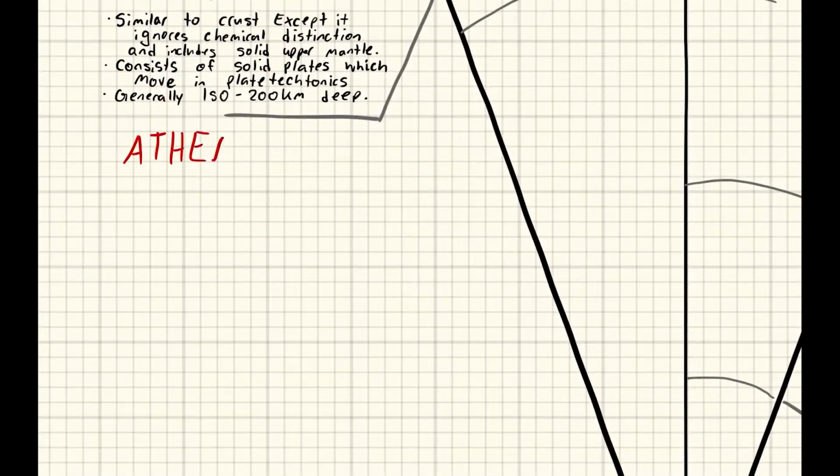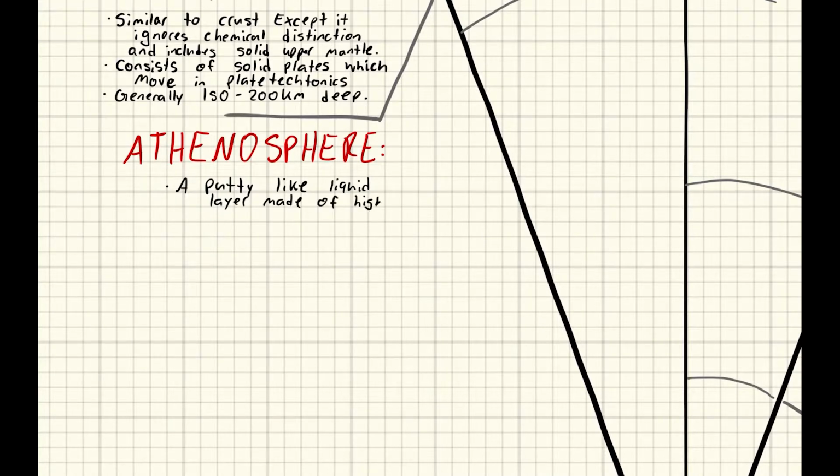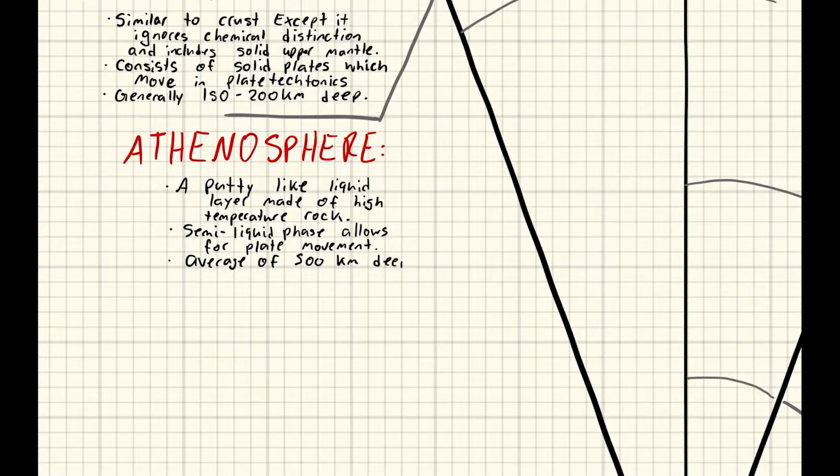The asthenosphere is the next mechanical layer. It has some liquid properties resulting from higher pressures and temperatures, but is not fully a liquid, more like a putty substance. This property of the asthenosphere is what allows the plate tectonics of the lithosphere to move around, and it is the magma source for volcanoes and mid-ocean ridges. It is about 500 kilometers in width, but can be as deep as 700 kilometers in some areas.